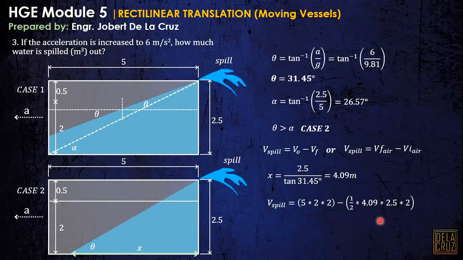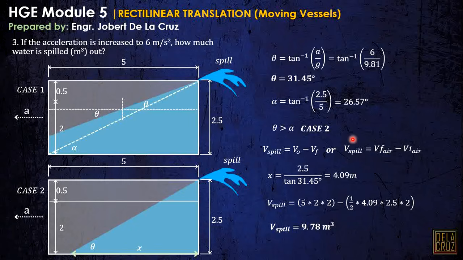Now, the volume of spill, by using this one, original volume of water minus the final volume of water. So, this is the volume of water initially, no? 5 times 2 times perpendicular na 2, minus yung volume ng water natin, final volume. Take note, this is a triangle. So, 1/2 of base, which is 4.09, times height na 2.5, times perpendicular distance na 2. So, we can have the value of volume of spill as 9.78 cubic meters. Okay? I hope you understand this one, ha?